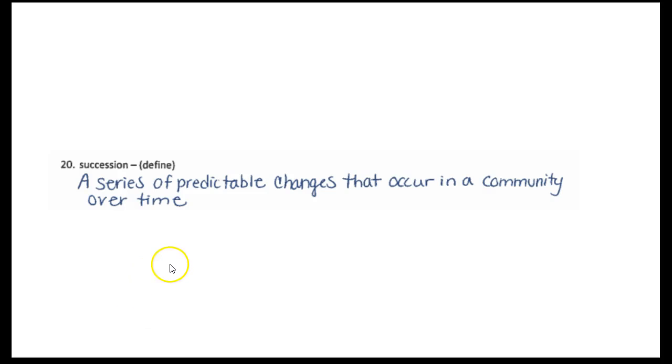Succession. It's a series of predictable changes that occur in a community over time. So it's when a community changes as predicted. So these are things that were supposed to happen.